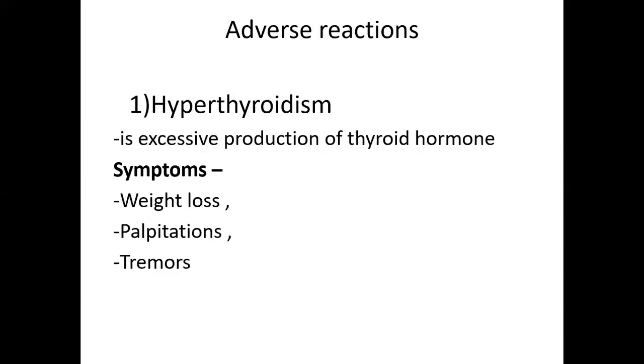Adverse reactions of thyroid hormones. So they mainly cause hyperthyroidism. Just like any other drugs or any other hormones, even these have got adverse effects. And one of the adverse effects is hyperthyroidism, which is an excessive production of thyroid hormone. So the symptoms of this hyperthyroidism are weight loss, palpitations, and then tremors.